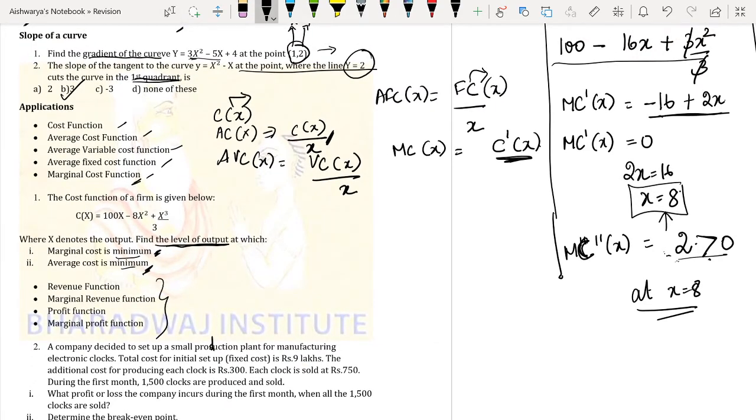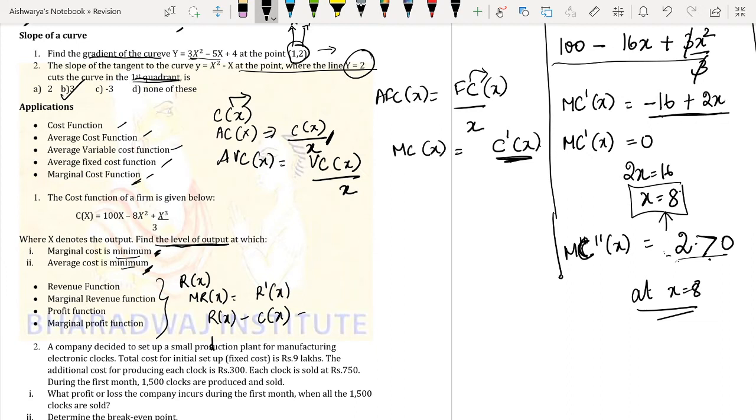Revenue, when we do similar things, you will be a little more clear. Revenue function we can define as R of x. Marginal revenue is MR of x, which is nothing but the first order derivative of this. Profit function is R of x minus C of x, which is the cost function.